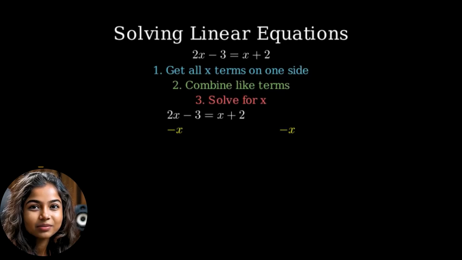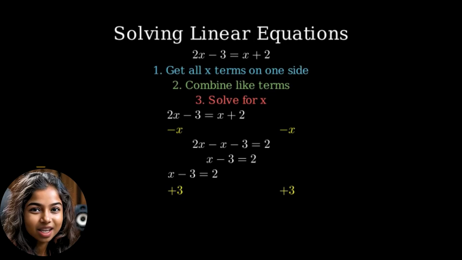Let's start by subtracting x from both sides of the equation to get all x terms on the left side. When we subtract x from both sides, we get 2x minus 3 equals 2. Now let's combine like terms on the left side. 2x minus x simplifies to x, so we have x minus 3 equals 2. Finally, let's solve for x by adding 3 to both sides of the equation. Adding 3 to both sides gives us x equals 5.